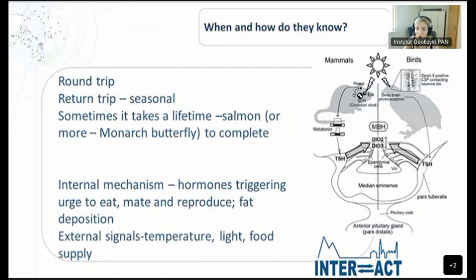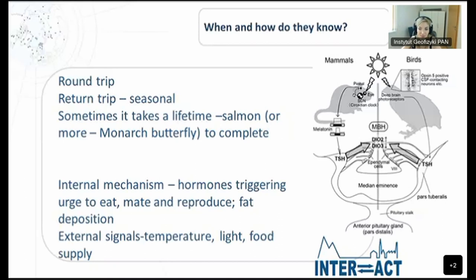So this internal clock, triggered by an external signal, primarily light, is what makes the animals start preparation, not the journey itself, but at first this pre-migratory phase. And this state is an important cue, as most migrants undergo significant morphological and physiological changes in preparation for migration because of those changing hormone levels and so on.